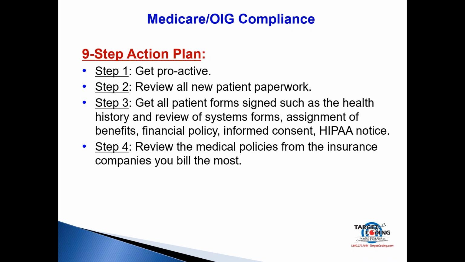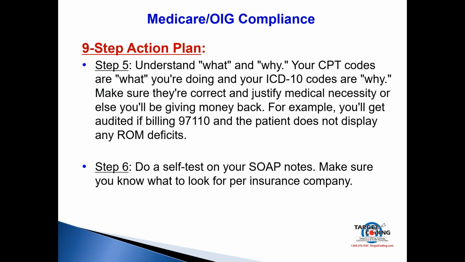For example, there are some Blue Cross Blue Shield policies that require a re-exam every 30 days. Make sure you do it. Some policies say that you have to show that the patient is improving within 2 weeks. Make sure on or around that 6th visit, if you're seeing patients 3 times a week, that you show there's improvement. Step 5, understand the what and the why.